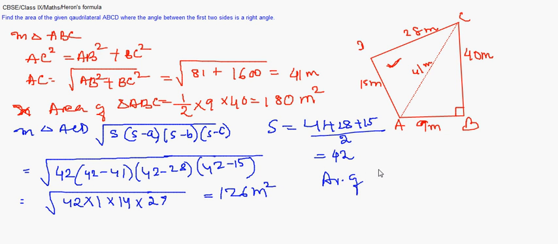So the whole area of ABCD will then be area of ABC plus area of ACD. That's, I think, giving me 306 meters square. This was not that difficult. Let us move on to another question.